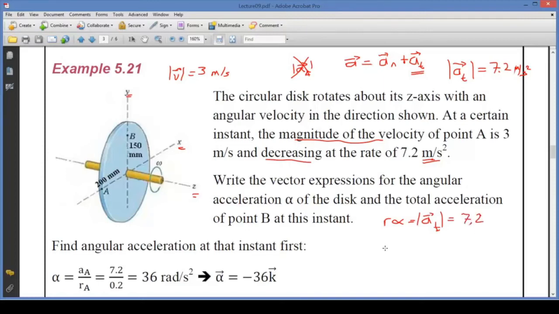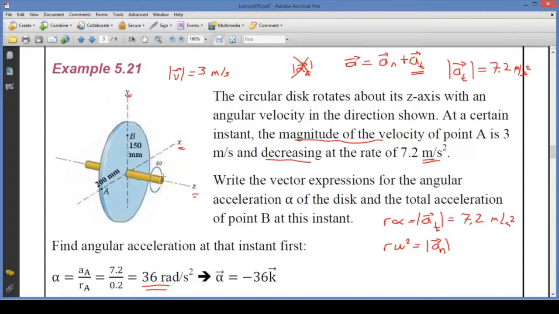So the other part of the acceleration is going to be calculated as r omega squared, and that would be the magnitude of the an vector, the normal component of the acceleration. And that's something we don't know yet. What we know is that this r alpha is 7.2 meters per second squared. The good news is that we know the information about r. R is 200 millimeters. That means 0.2 meters. So we can find the angular acceleration alpha by dividing 7.2 by 0.2.